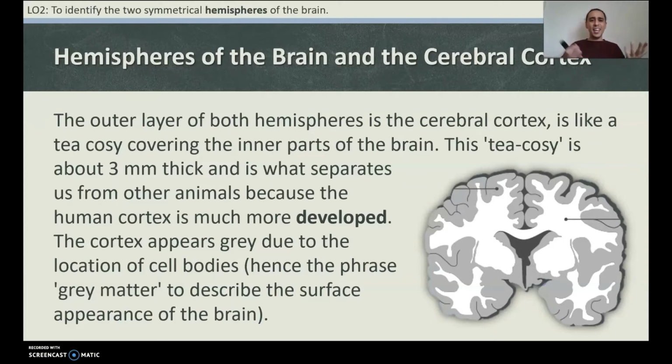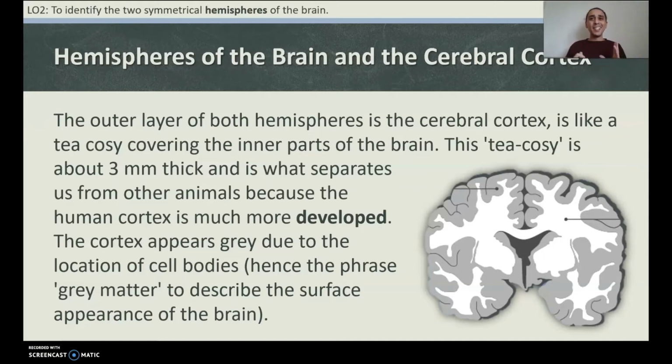A tea cozy is something that old people, don't be offended if your mum does this, it's not a big deal. A tea cozy, for some reason, old people like to put a little jumper on the teapot, right? It keeps it warm, I think, a bit longer. So you get a little jumper, you put it on the teapot. It's like a tea cozy, right? And that's the analogy used in the textbook.